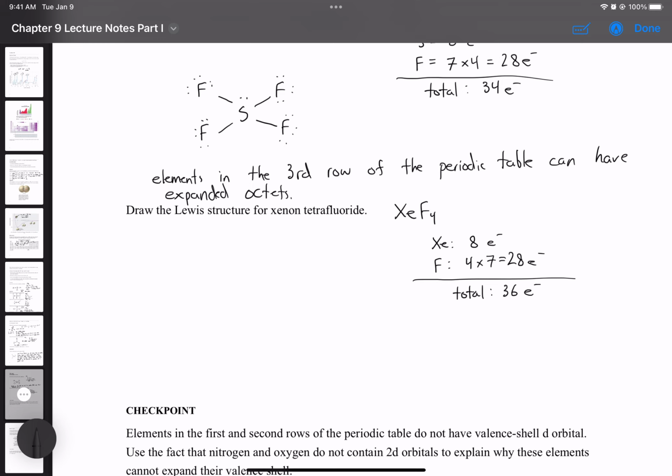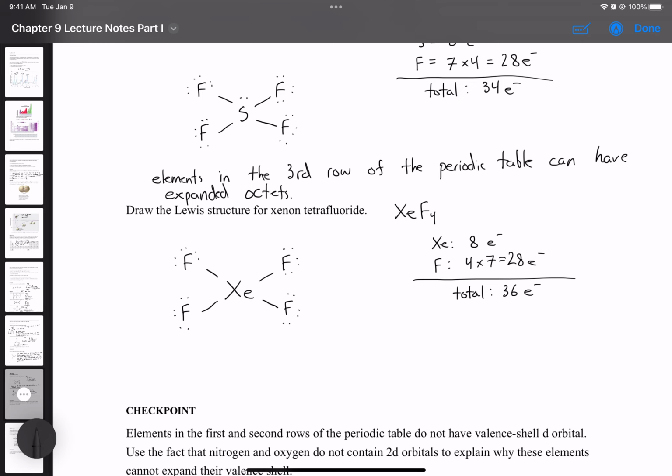Okay. So xenon in this case is going to look pretty much the same as we drew sulfur here. Xenon is the center. Then we're going to draw fluorine around xenon in like a square. Okay, so that's 8 electrons. Now we need 28 more. So if we distribute here, 2, 4, 6, 10, 12, 14, 16, 18, 20, 22, 24, 20. Let me count that again. Sorry. So we have 8.